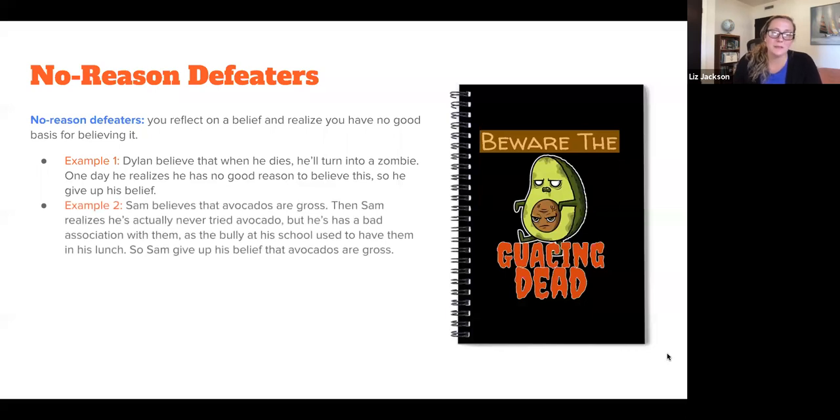Here's another example. Let's say Sam believes avocados are gross. Then Sam realizes he's actually never tried avocado, but he just has had a bad association with avocados because the bully at his school used to have them for lunch. This isn't actually a good reason to think that avocados are gross, though. So Sam gives up his belief that avocados are gross.